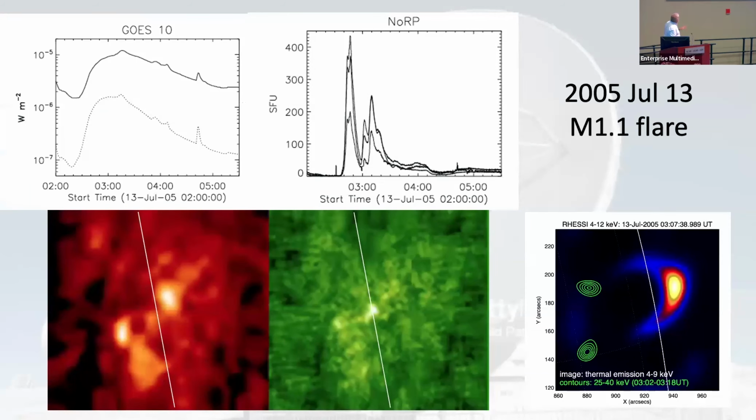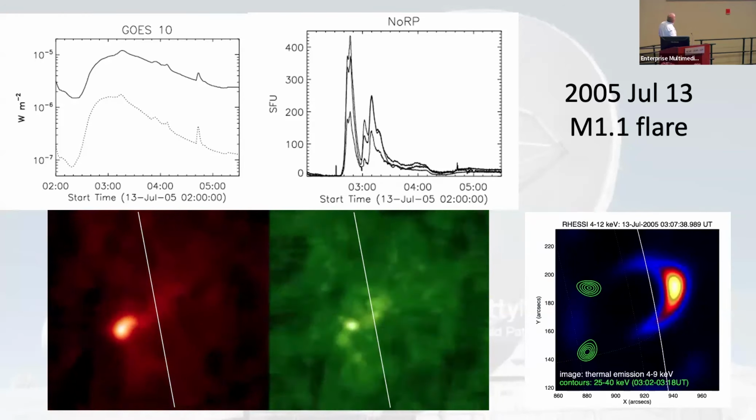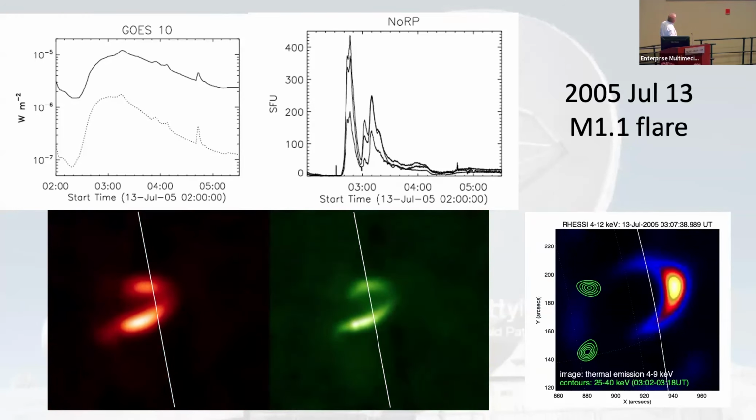Okay, here's an example of a flare observed 20 years ago by Nobeyama at 17 gigahertz in the lower left and 34 gigahertz in the middle. There's the solar limb. There's the soft X-ray emission in color on the right, the hard X-ray footpoints. And this is a really beautiful event.